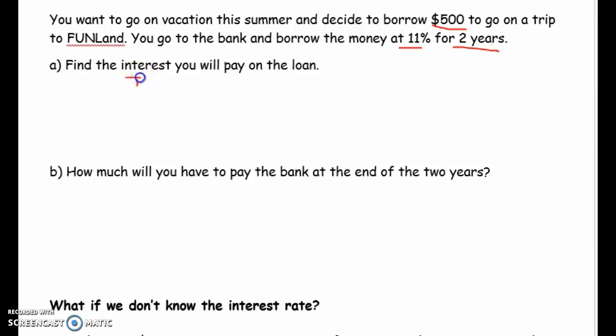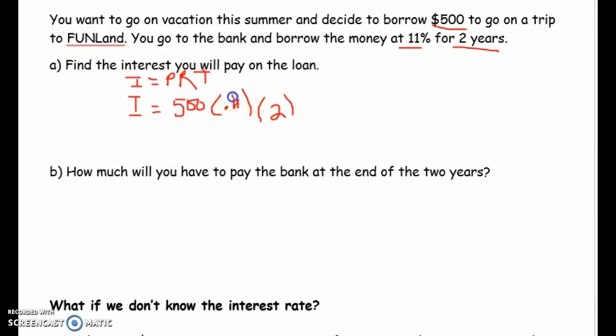So don't forget, we're going to write I equals P R T. I, we don't know I, we're looking for I. The principal is the amount borrowed. It's $500. The rate is 11%. This time I'm going to change it to a decimal, 0.11. Hope you can read that. And it's for 2 years.